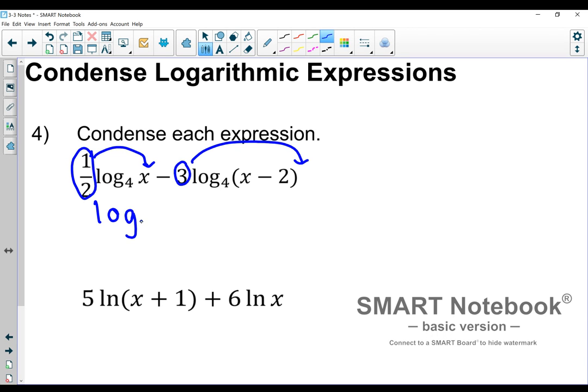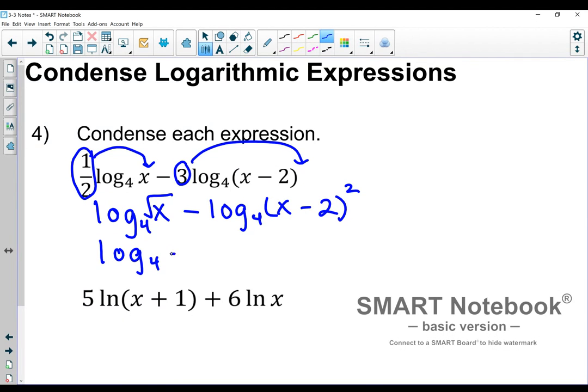So log base 4 of x to the 1/2 is just a square root minus log base 4 of the quantity x minus 2 squared. And then because there's a minus sign, I would want to put these now together as a single logarithm in a fraction. So log base 4 of, in my numerator, I have square root of x. In my denominator, I have the quantity x minus 2 squared.